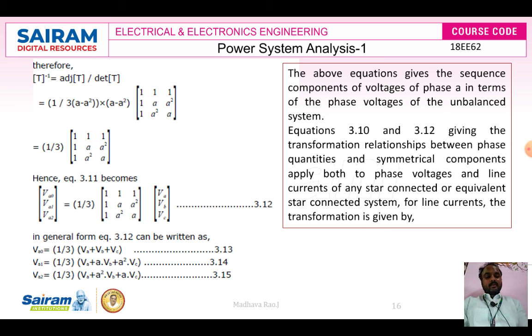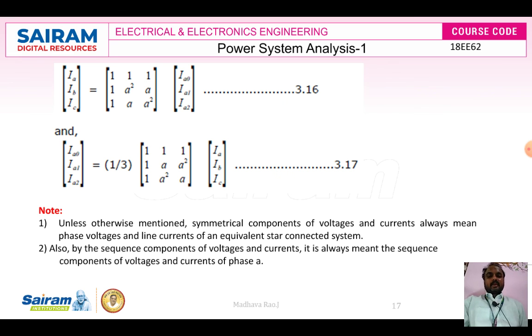Now similarly we will see the currents. Here IA, IB, IC are phase currents, and IA0, IA1, IA2 are the symmetrical component currents. In place of voltage, we are just substituting the currents. IA, IB, IC, the phase currents, you can get from equation number 3.16, and IA0, IA1, IA2, the symmetrical component currents, we get from equation 3.17.